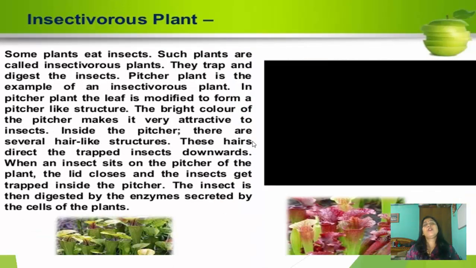Now, in the category of heterotrophic nutrition, the next type of plants are insectivorous plants. As the name is suggesting, insectivorous means the plants which eat insects. So, some plants eat insects. Such plants are called as insectivorous plants. They trap and digest the insect. Examples of insectivorous plants are pitcher plant, Venus flytrap, sundew, utricularia. They all are the examples of insectivorous plants.